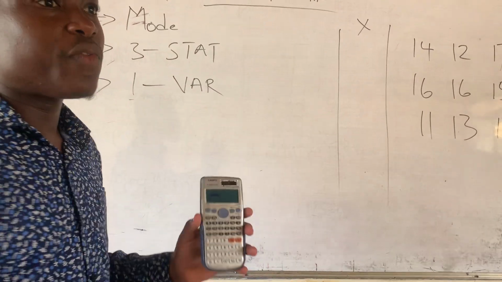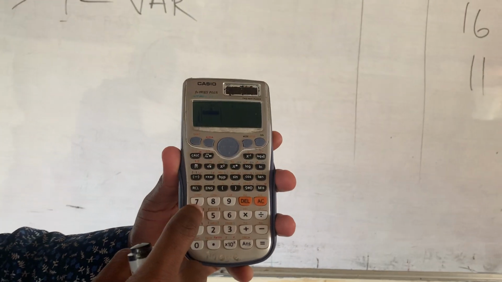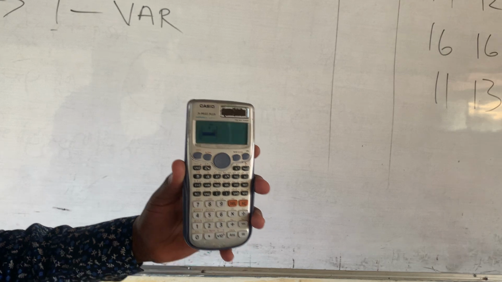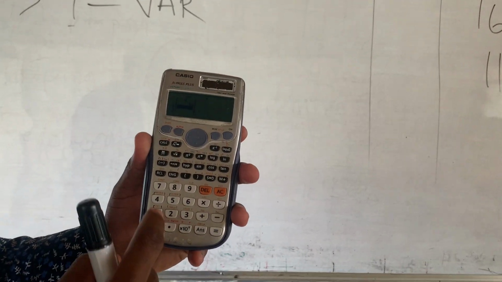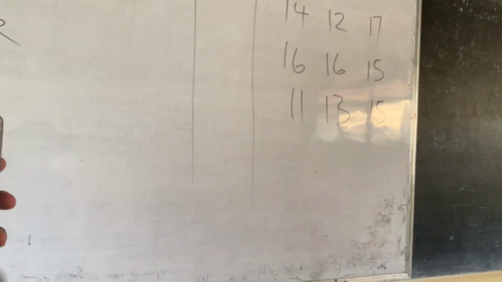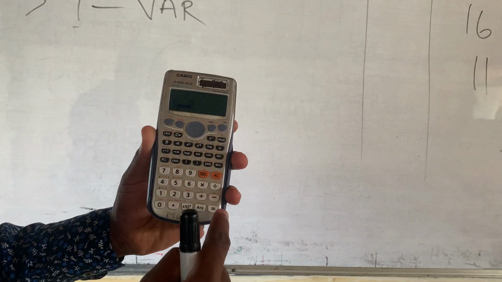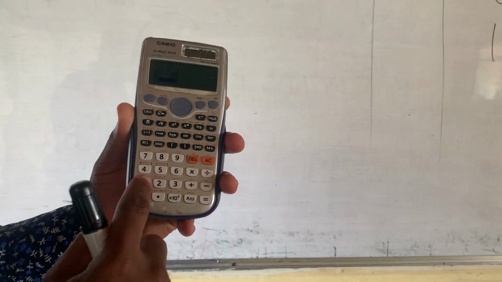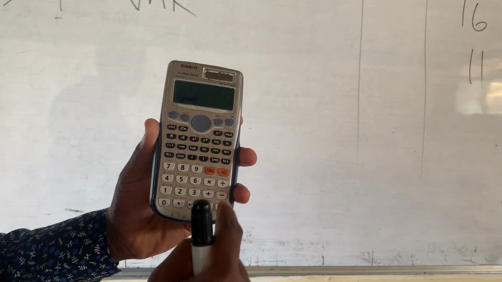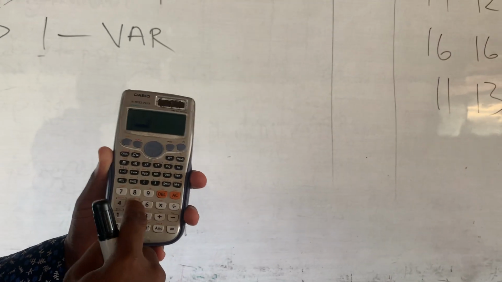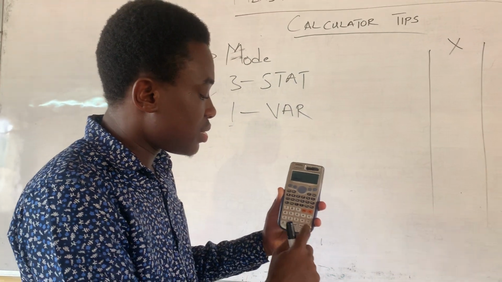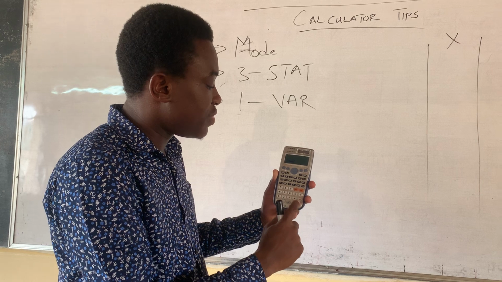The first one is 14. When you type 14, you press equal to, and the 14 has been entered. Then we go to the next value, which is 12. We take our 12, press equal to, and go to the next, which is 17. Take your 17, press equal to. The next 16, repeat the same process. Another 16, press equal to again. Then 15, equal to. 11, 13, and then finally 15.